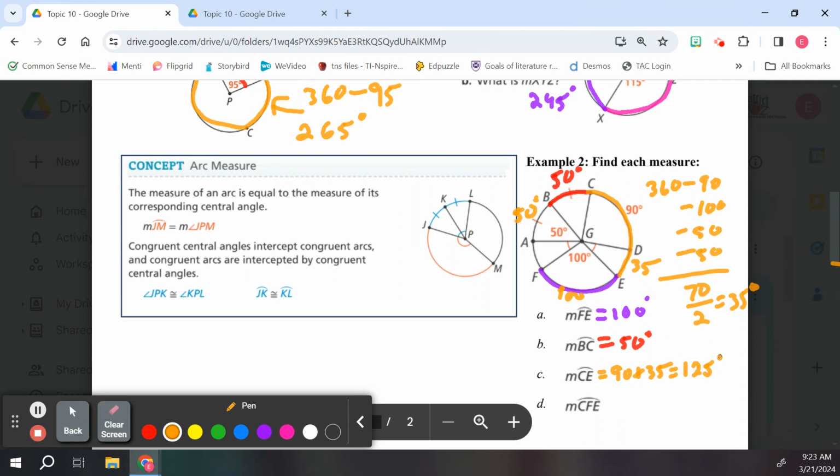Questions? All right, let's talk CFE. So now we're going to look at from C going all the way to F, going all the way to E. All we need to do here is add up all these arc measures. We know this one is 35 based off what we just found. So this will be 50 plus 50 plus 35 plus 100. And that leaves us with a total of 235 degrees. Questions on this? Anything?